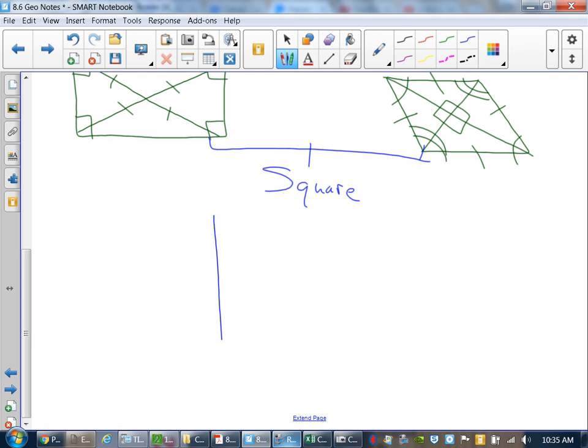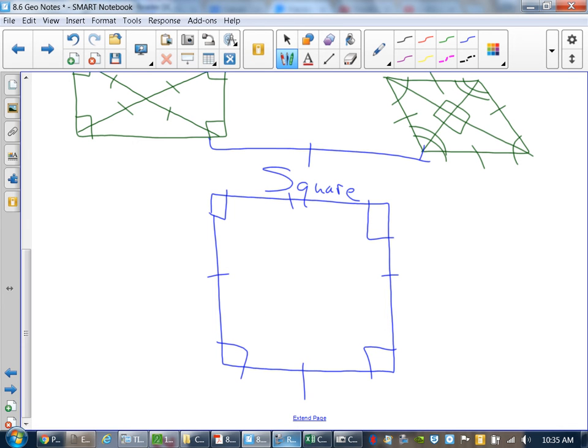The good old-fashioned square had the 4 right angles, 4 congruent sides, diagonals that are perpendicular, congruent with these, and then all these 45s all the way around.